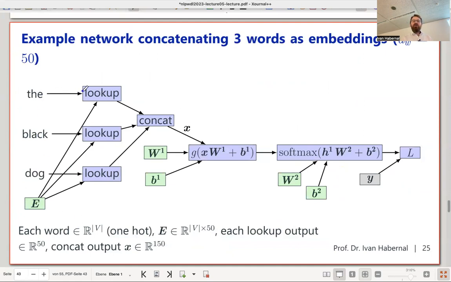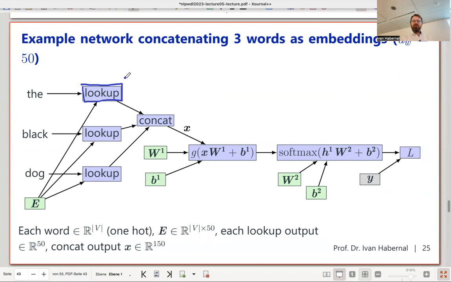So we take each word and perform this lookup operation, which we just defined on the previous slide. Basically, it's multiplying the one-hot encoding of the word by the matrix of embeddings. Okay, so we multiply V and E. We multiply one-hot of black with E, and we multiply the dog by E, which will give us a single vector for each of those.